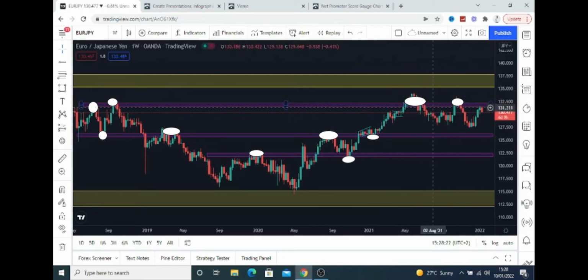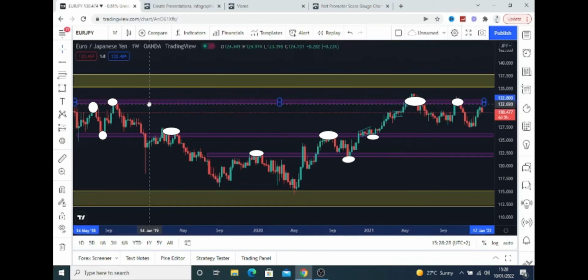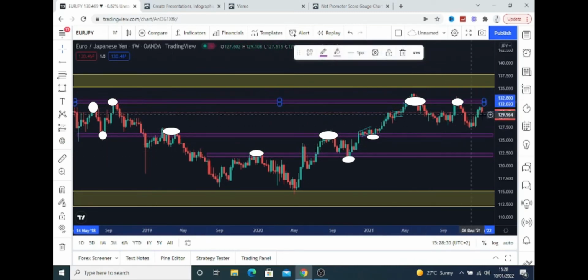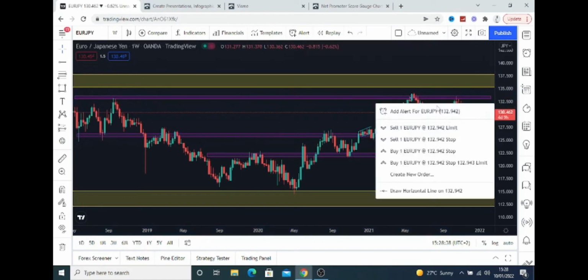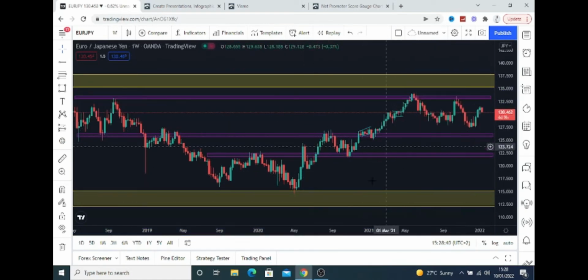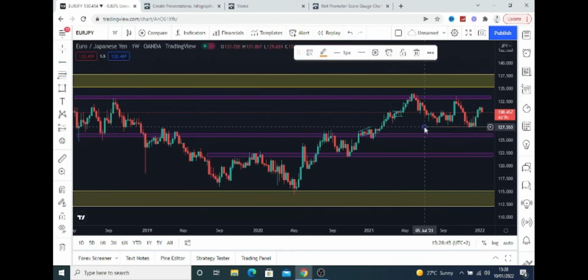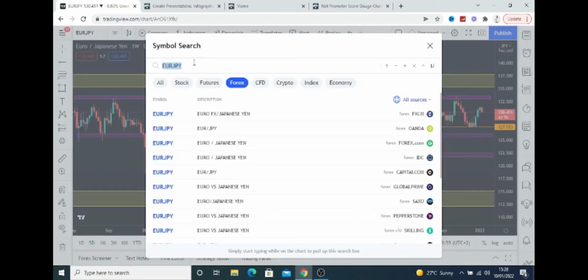came here. Okay, just do this. Remember, you can fine tune because you are treating these areas as areas, not as solid lines. So we can put it like that, and then we can also do like this. So you have identified your dynamic support and dynamic resistance. Then let's go to the last pair to also show the same concept.